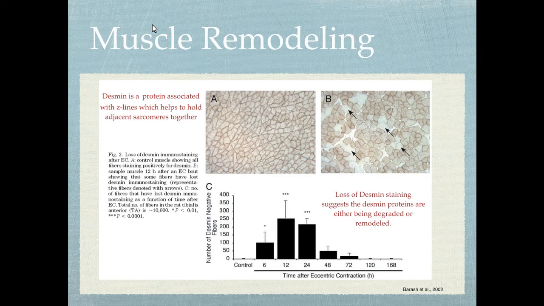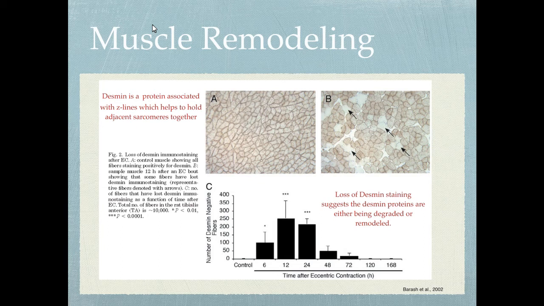So look at the muscle in graph A and graph B. What do you notice? You notice that there's some absence of certain proteins in graph B. Well, those proteins that you're looking at are called desmin. And desmin essentially is associated with the Z lines, and it helps to hold adjacent sarcomeres together. So desmin's a cytoskeletal protein. Graph C shows the number of desmin negative fibers. What that means is basically the number of fibers that have losses of desmin in them. So as this goes up, it means you're losing more and more desmin.